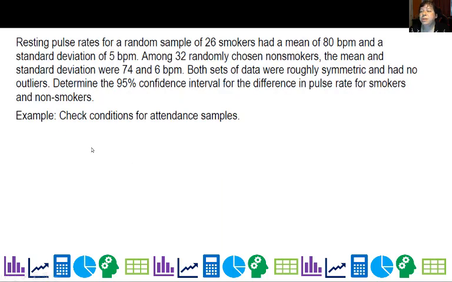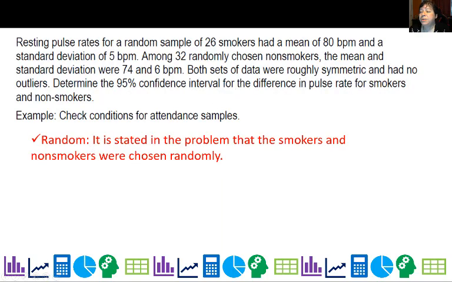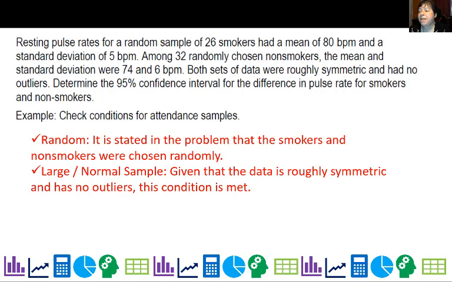Okay, so let's go ahead and check conditions. First of all, it's stated in the problem that the smokers and non-smokers were chosen randomly. So that's good. And they told us the data is roughly symmetric and has no outliers. So this condition is met.